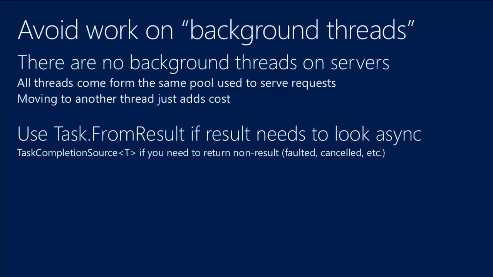A much better option is to use Task.FromResult, which will give me something that looks like it executed asynchronously, but is actually just a static value that I can put in. If you need to return something that isn't success, say you want to return faulted or timed out or something like that, then TaskCompletionSource is the class that you want to use.